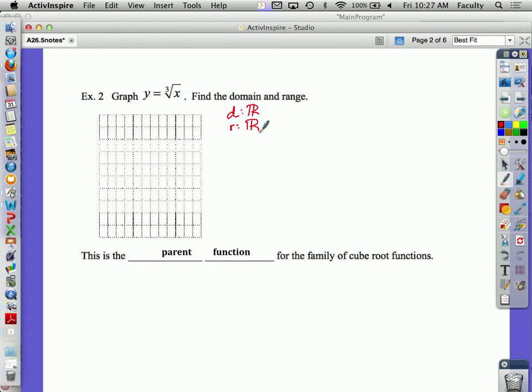What's the cube root of 64? 4. And I said positive 64. Cube root 64 would be 4. And then what's the cube root of negative 125? Negative 5. So I can put positives and I can put negatives and I still get outputs. Okay? So domain and range of odd roots will be all real numbers.